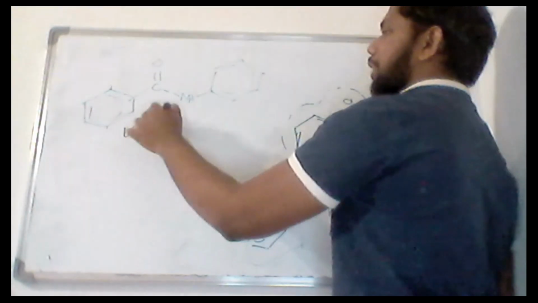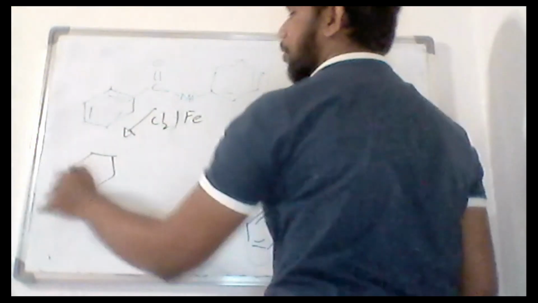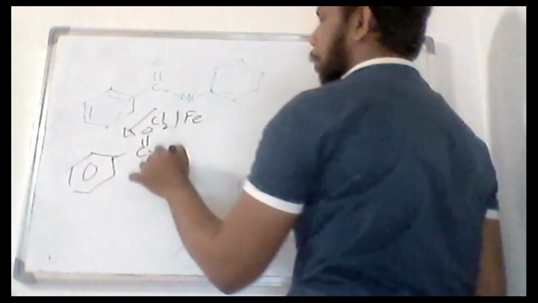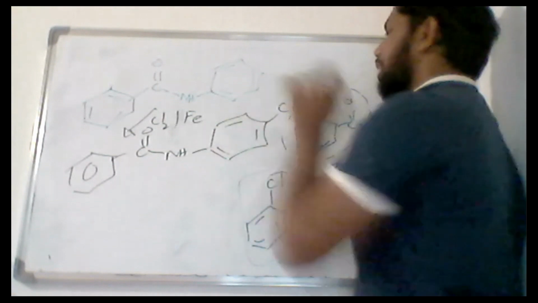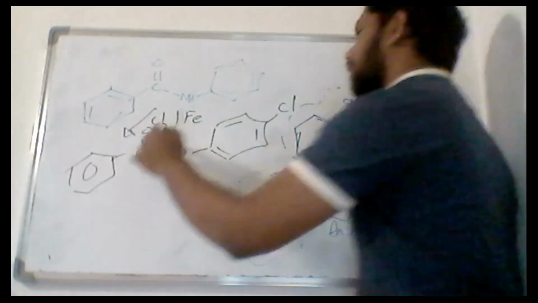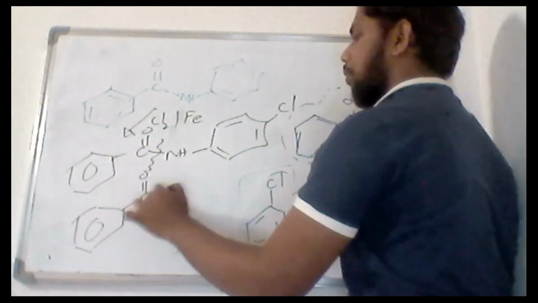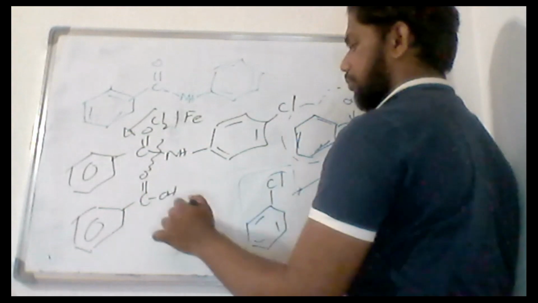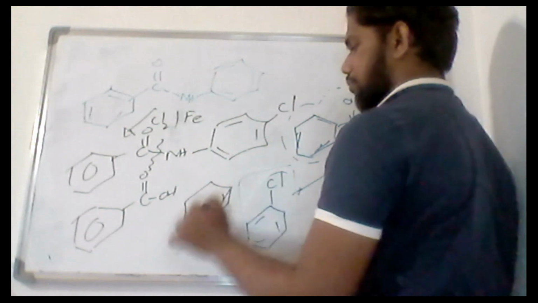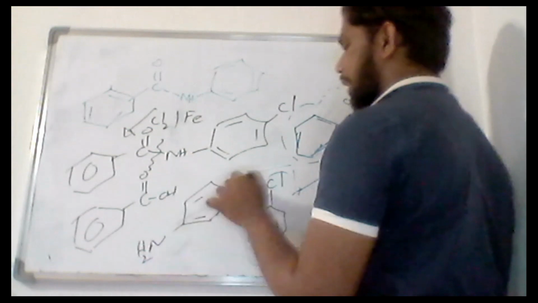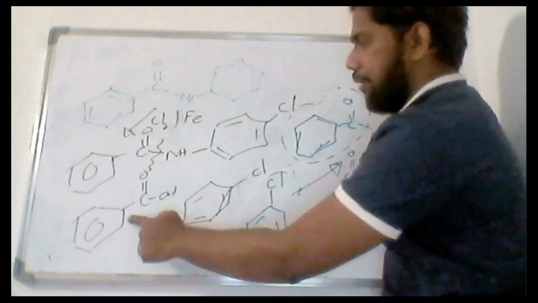So if you do Cl2 with FeCl3, first thing that will form here is there will be a CO, there will be an NH, there will be a chlorine that is formed. Then you can hydrolyze this to form COOH, NH2, Cl. So I see this compound here.